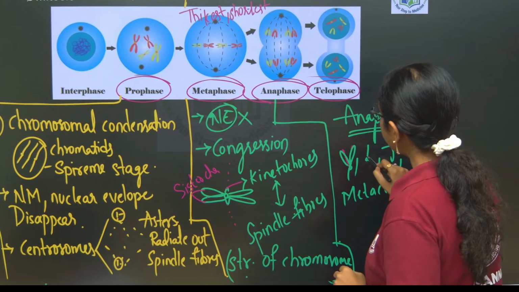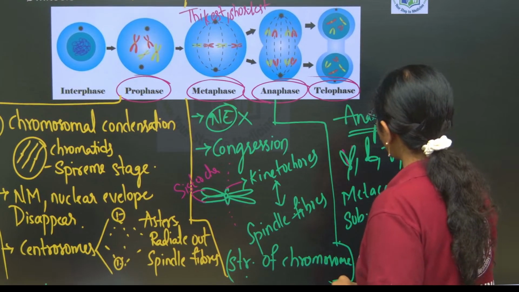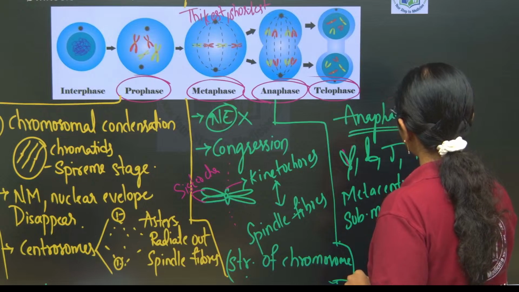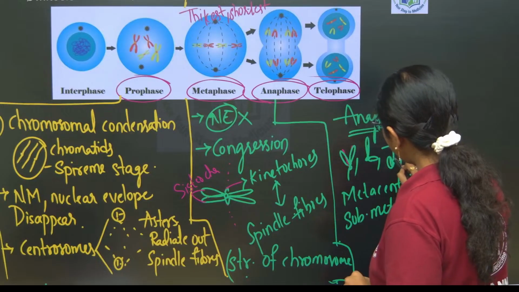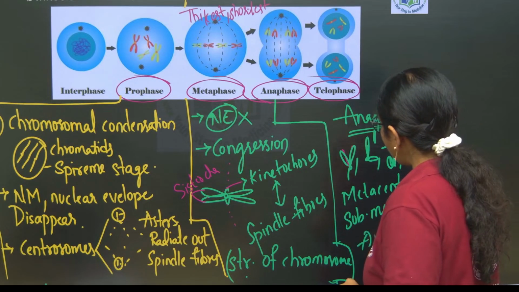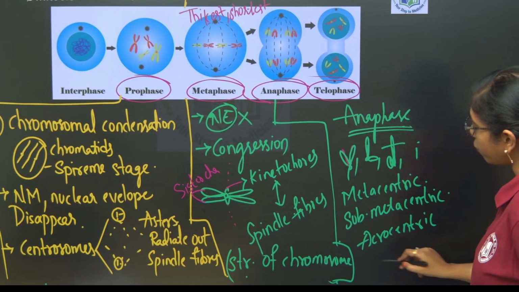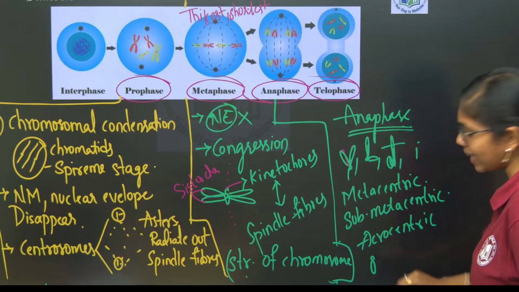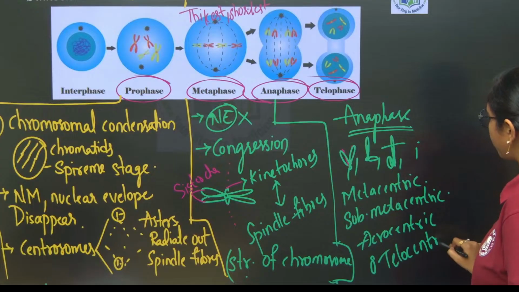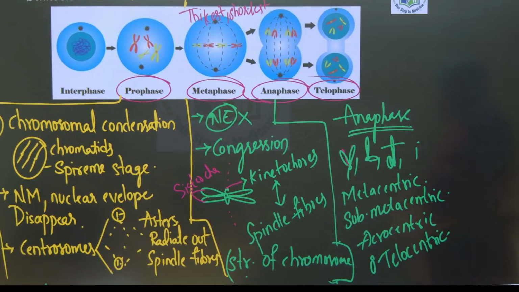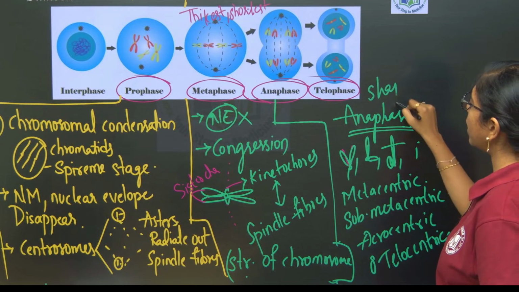Fine. And L shape has one short arm and one long arm. These are what? Submetacentric chromosomes. And J shape has one very short arm and one very long arm. These are acrocentric. And I shape has one very small, negligible arm and one very long arm. These are telocentric chromosomes. So the shapes of the chromosomes are clearly visible in anaphase.